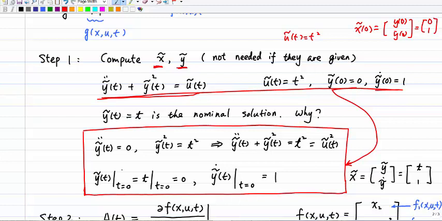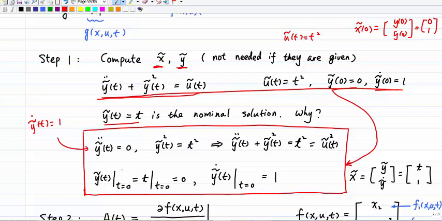If this is y tilde(t), I can compute y tilde double dot(t). Y tilde(t) is t, so y tilde dot(t) is the derivative of this with respect to t, right? Because it's a function of t. So the derivative of t with respect to t is 1. Then you take another derivative, and the derivative of 1 with respect to t is 0. And y tilde(t) squared, with y tilde(t) equal to t, is t squared.